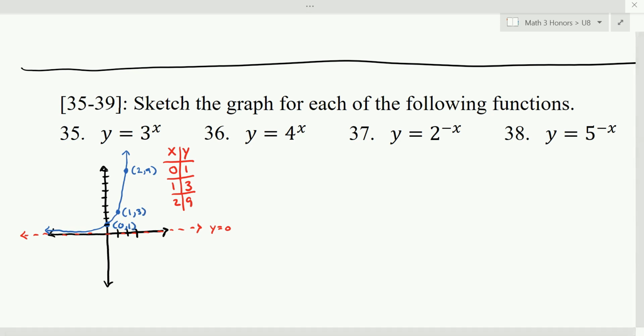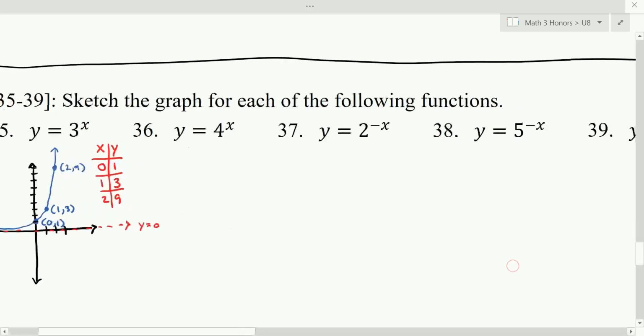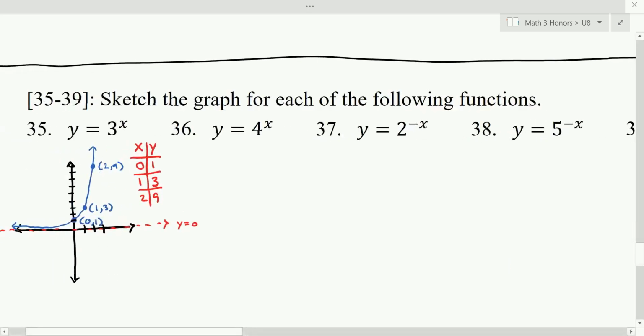We did stuff like 35, 36. We didn't start with stuff like 37, 38, where it's got a negative x. Do you remember what happens when the negative's in front of x in terms of transformations? It reflects over the y. So that's one way to think about it. The other way to think about this is to get rid of the negative. And that's probably the more natural way, something I would do.